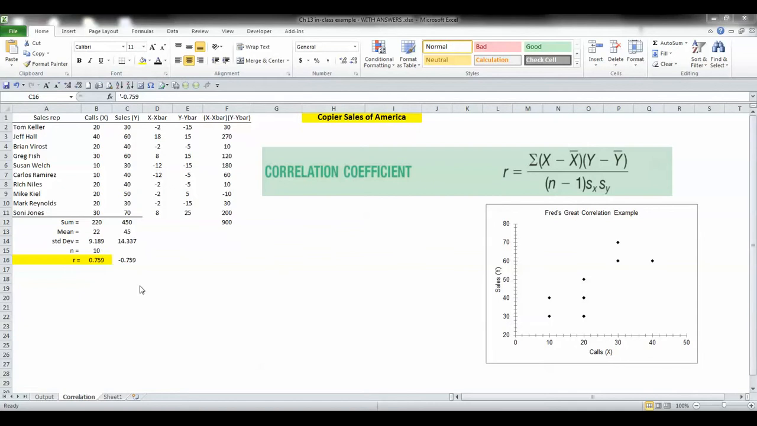We have the value of 0.759, which indicates a direct or a positive relationship. So it appears that as we increase our sales calls, we increase the number of sales that we have. However, there is no statistical reason why we can't say that as the number of sales increases, our number of calls will also increase. In other words, there's no direction indicated by the correlation coefficient. So those are two cautions for you.